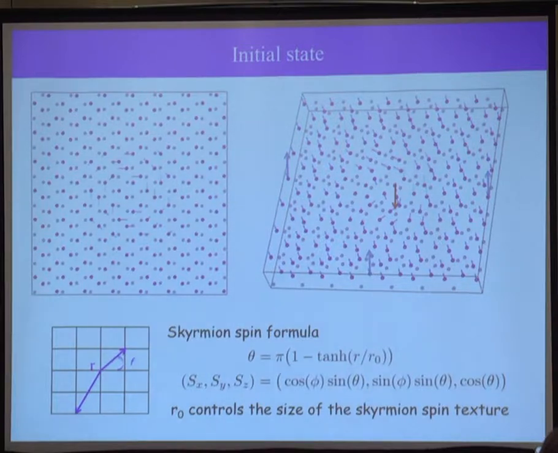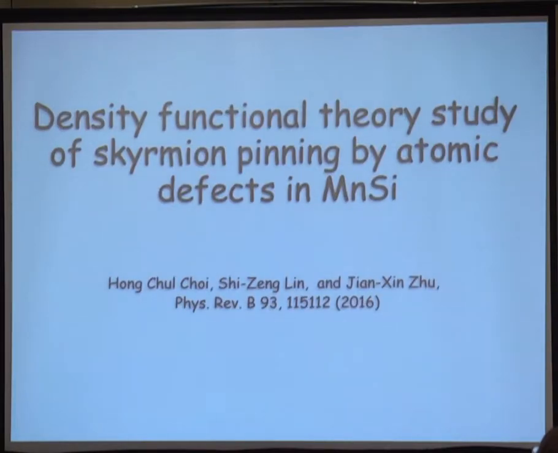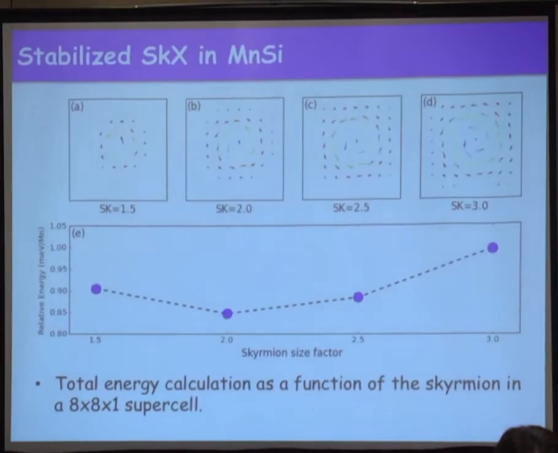So now I just give you a brief mention about what we found for the substitution of the atomic defects, for either the manganese or the silicide, and the details can be found in this. So here we first want to see whether we can stabilize the skyrmion in the magnetic silicide. So that's actually the real space calculation.